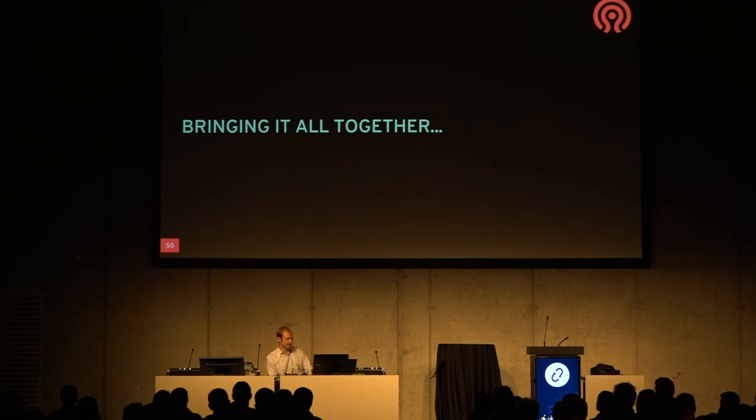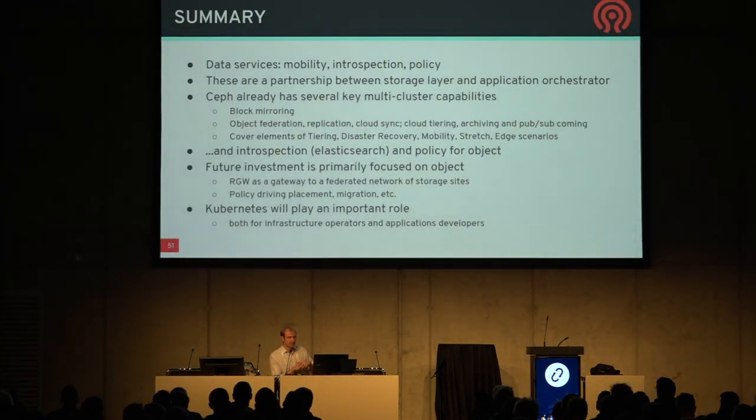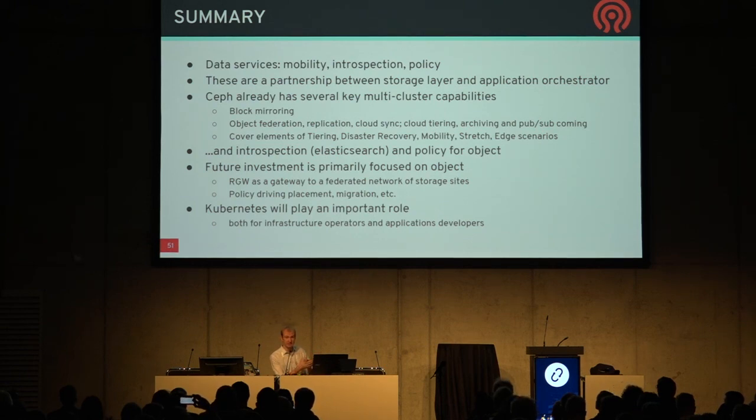So bringing it all together, when we talk about data services, we're talking about these three key things: mobility, moving your data; introspection, what have I stored; and automating policies for how we're going to do it with computers instead of people. But in order to solve these problems, particularly in mobility, there needs to be a partnership between the storage layer and the application layer.